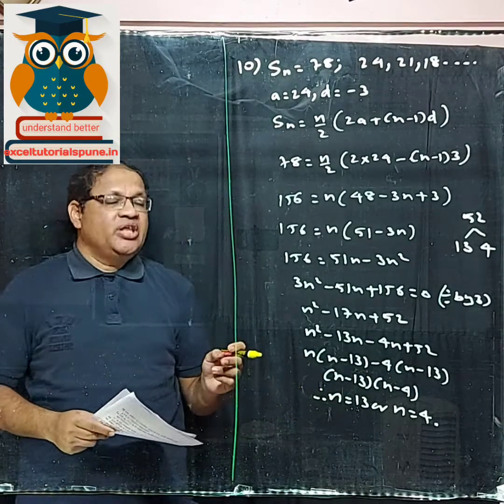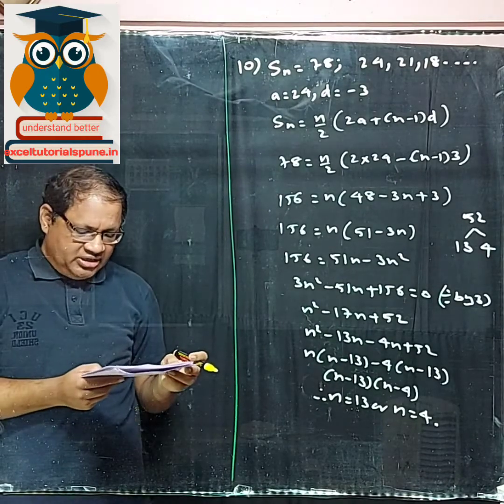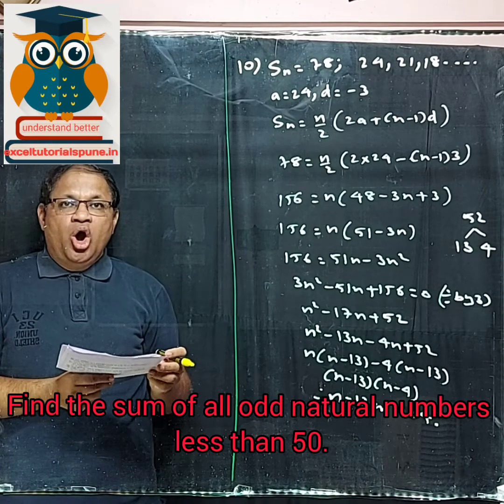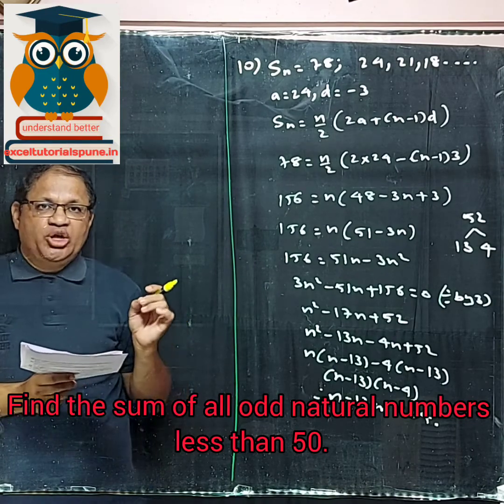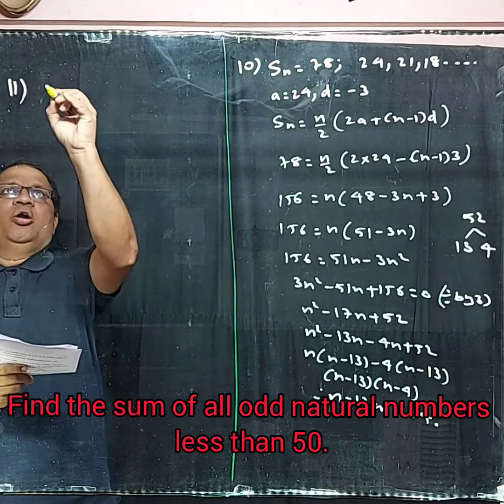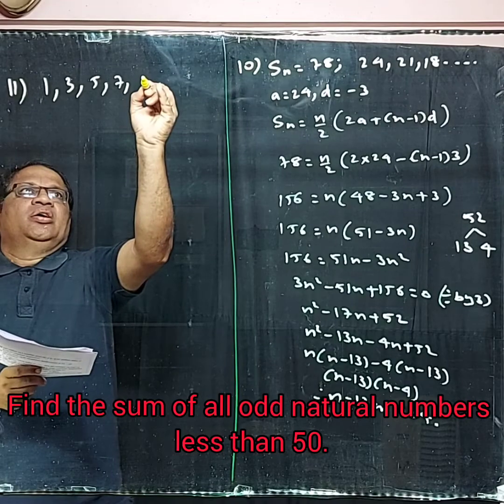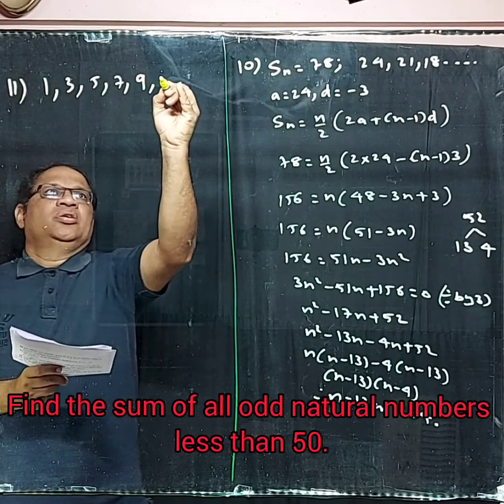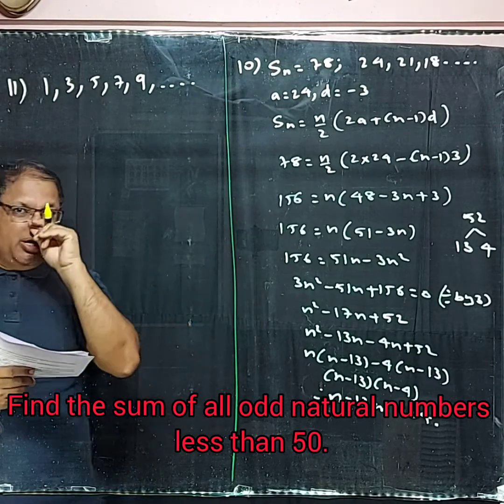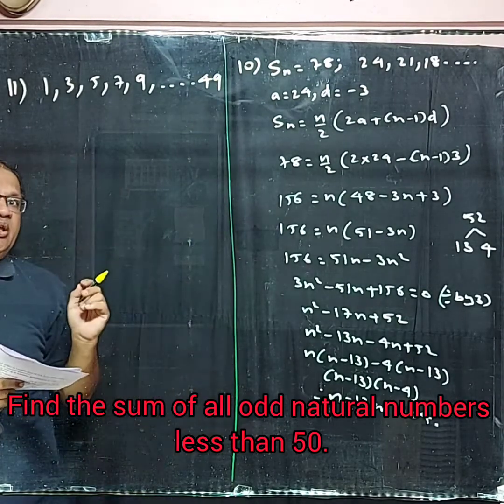Okay. Now we start with the 11th sum. Find the sum of all the odd natural numbers less than 50. So which are the odd natural numbers? Natural numbers start from 1, right? And odd: 1, 3, 5, 7, 9, and it goes on like that. And the last number is not 50. It should be 49, since they want odd numbers.